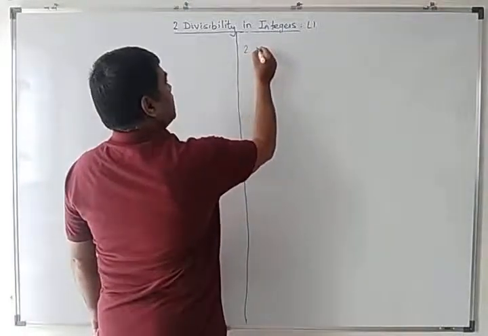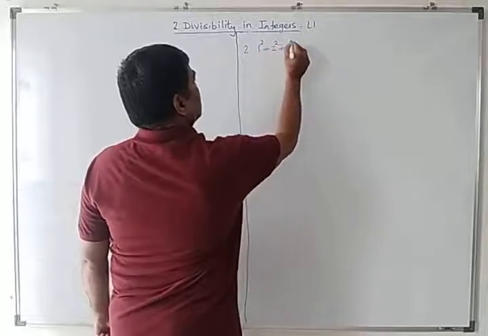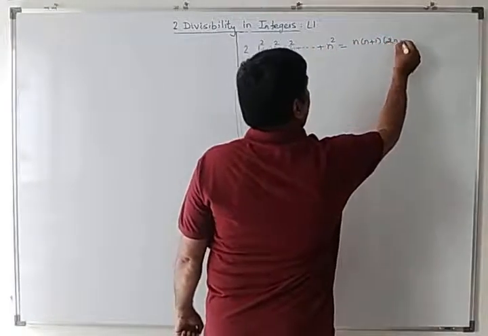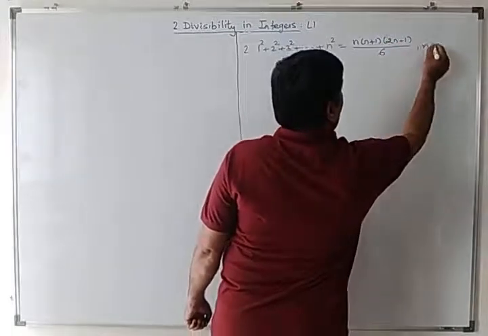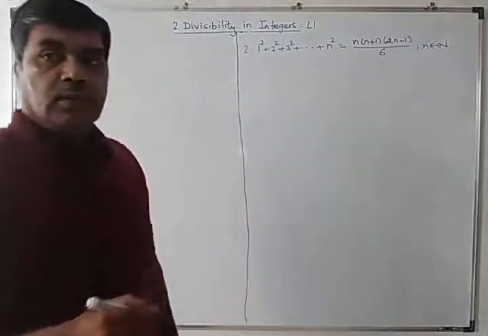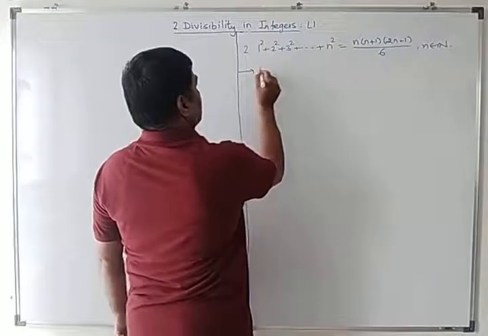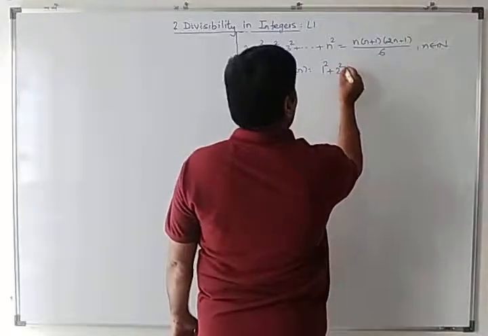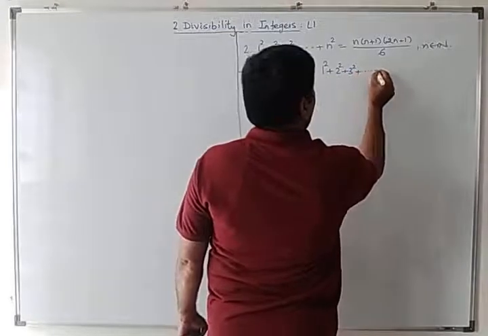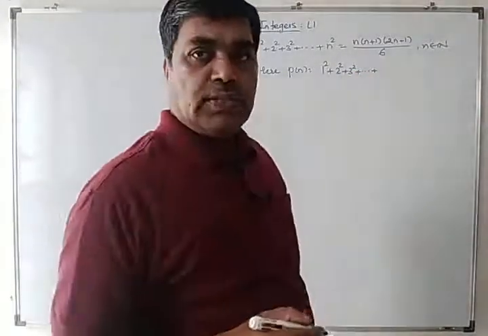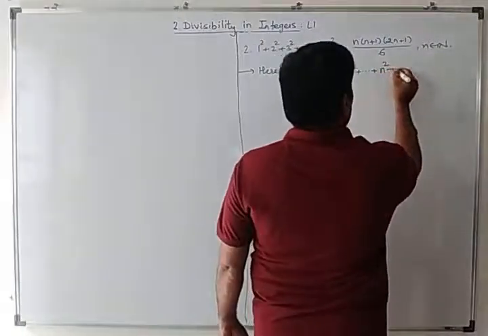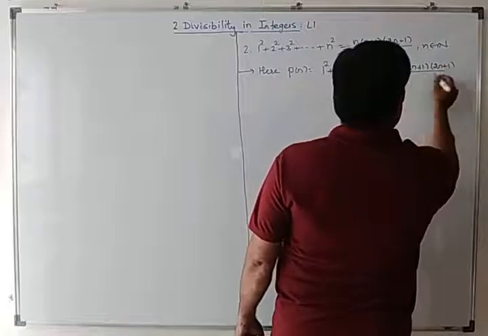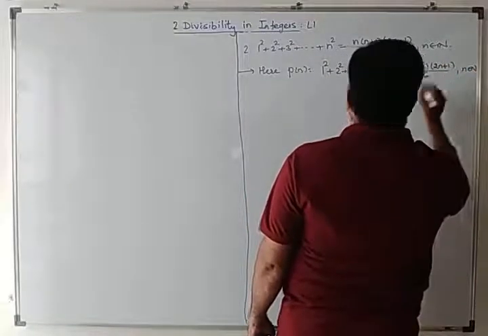Second example: 1 square plus 2 square plus 3 square plus dot dot up to n square is equal to n into n plus 1 into 2n plus 1 upon 6, whatever natural number n may be. So here Pn, what is the statement related with the natural number? That is 1 square plus 2 square plus dot dot up to n square, keep the habit of writing the first three terms of the given expression and give three dots, is equal to n into n plus 1 into 2n plus 1 by 6, n belongs to N. This is 1.